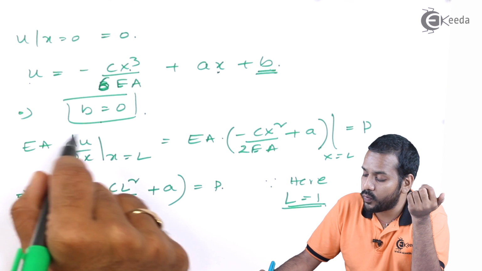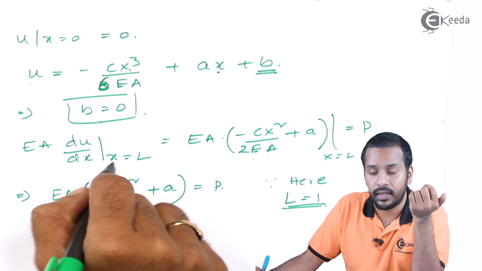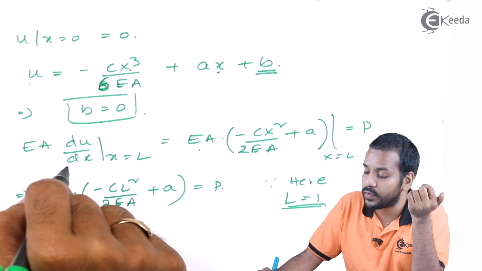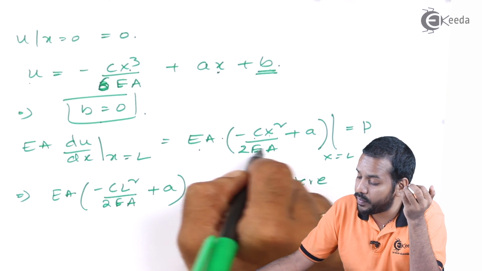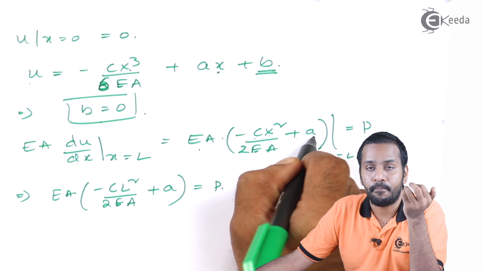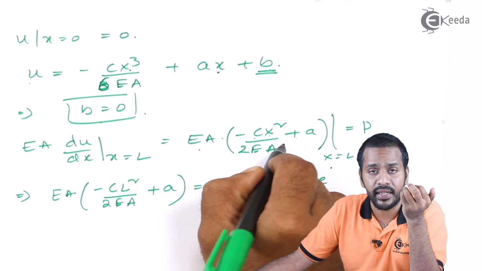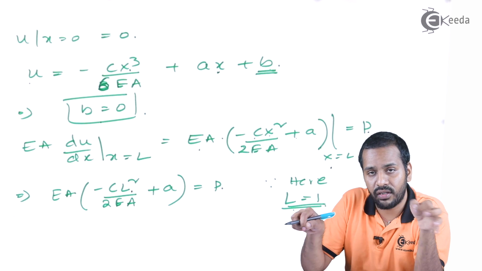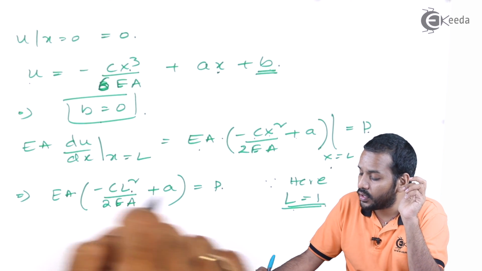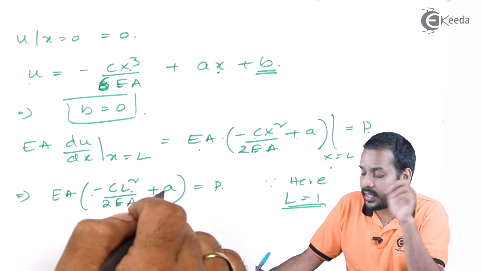That is EA du by dx at x is equal to L. That is nothing but EA into du by dx. We have already calculated it. That is nothing but minus c x square by 2EA plus A. Put x is equal to L here, that is equal to P. So now x is equal to L. Here our length of the bar we assumed it as unity. So it will be minus C by 2EA plus A.